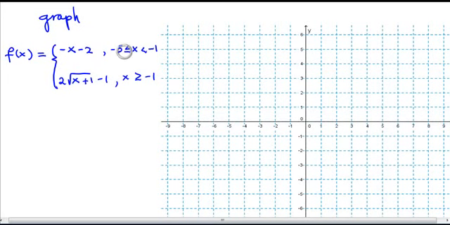Now we only care about the graph from minus 5 to minus 1. That's the only portion of the graph that we're looking for. So what I'm doing is using this to guide me in graphing the line. This will help me find the starting point. I start the graph here, and the graph will end here.